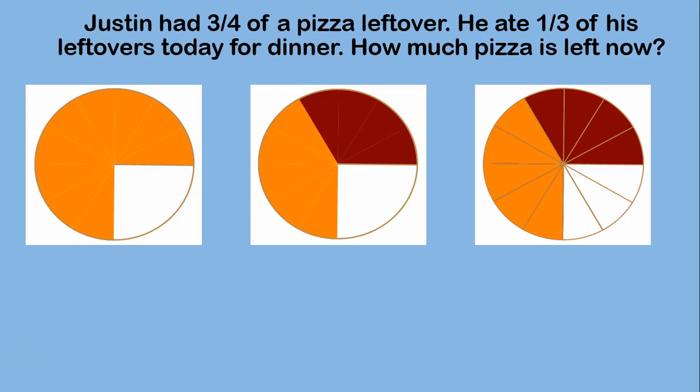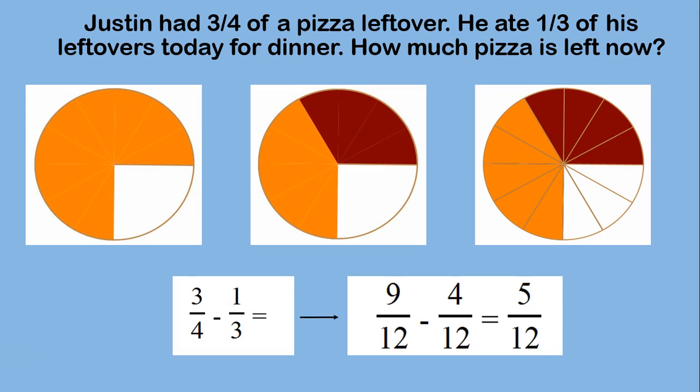12ths are a way I can represent 1/3 and 3/4 easily, and this allows me to see that he has 5/12 of a pizza left. I can count out 5 now that I have split it into 12ths. What I did visually was find a common denominator and solved 3/4 minus 1/3 and got 5/12 as my answer.